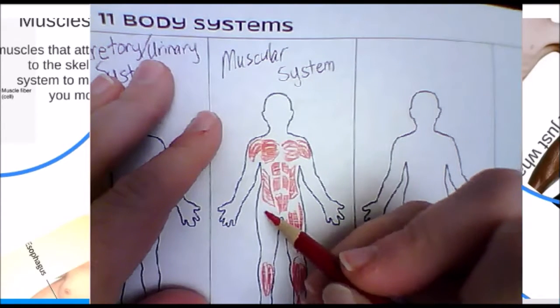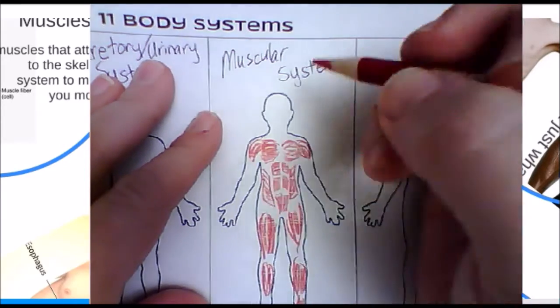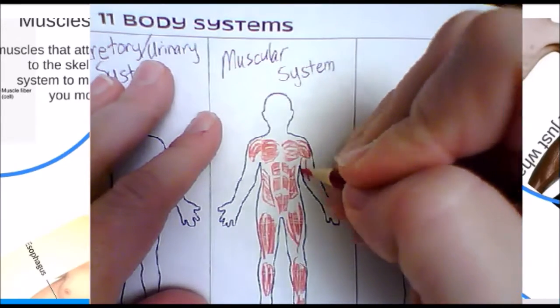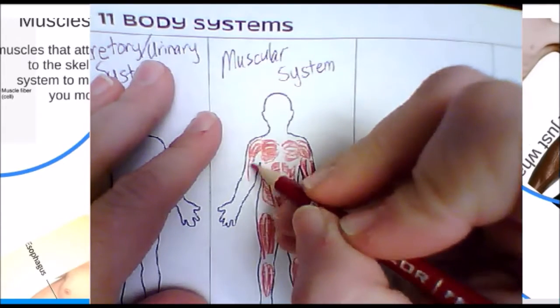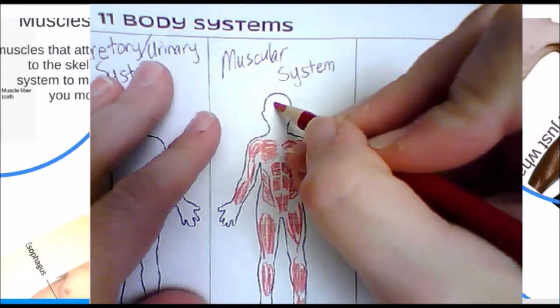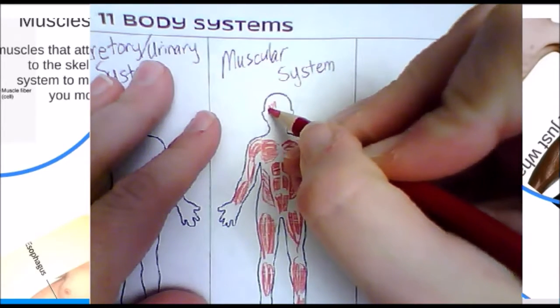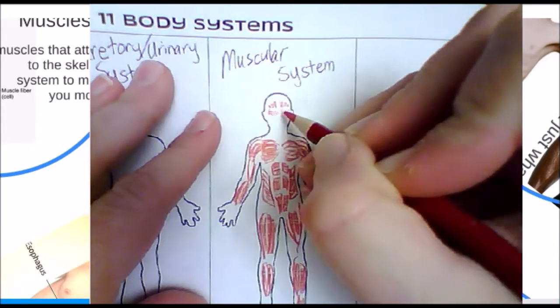All right, there's also muscles to help your eye movement. So you can go ahead and put some muscles around your eyes and muscles around your mouth. Oh no! I look like I made a beard, but that's okay. Oh, that foot doesn't work because it doesn't have any muscles. Sure. So there we go, we've got our muscular system.